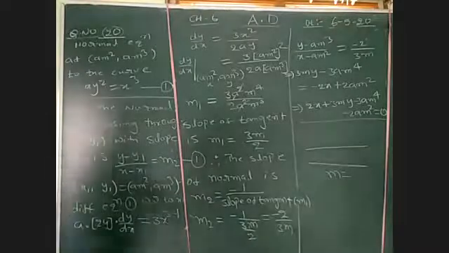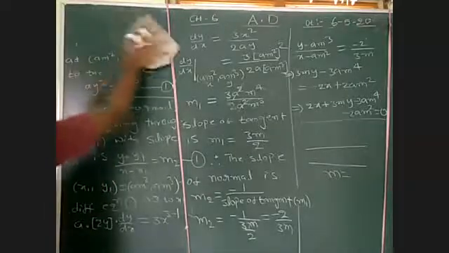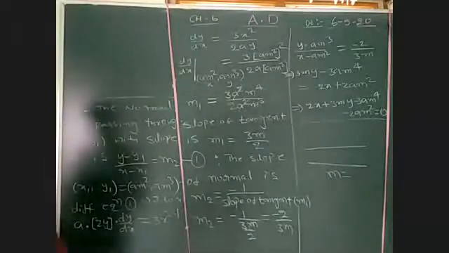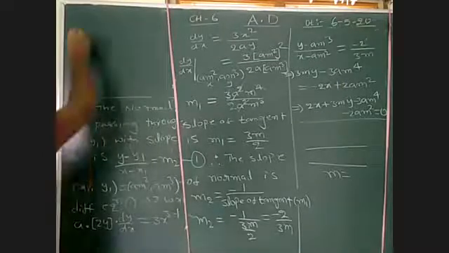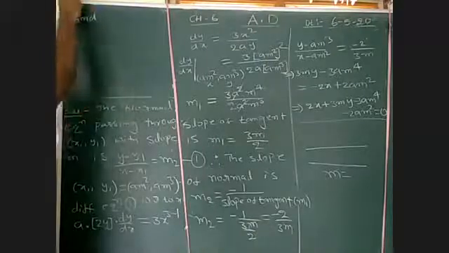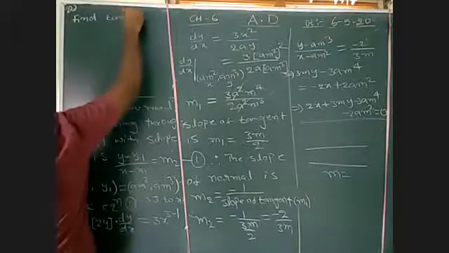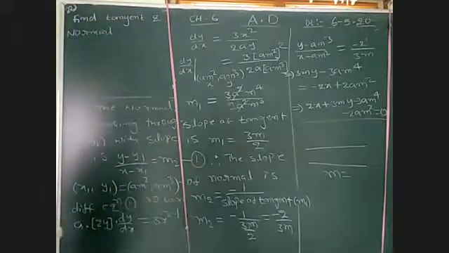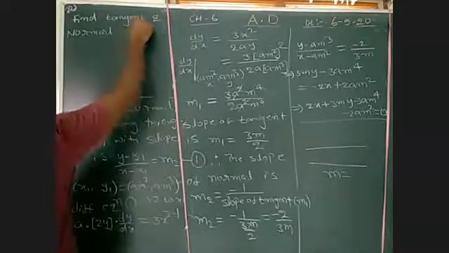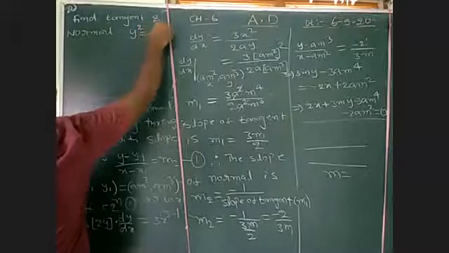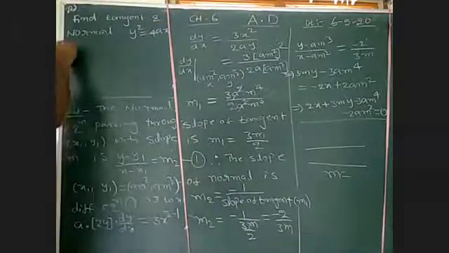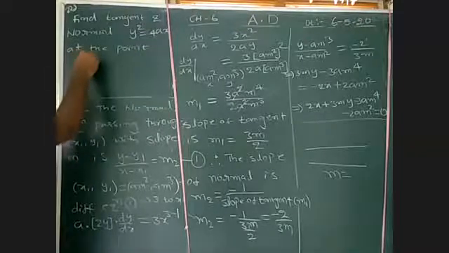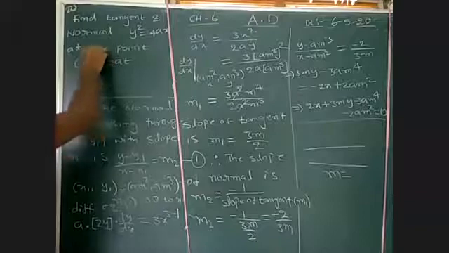Let's go for question number 22. Question number 22 is: find the equation of tangent and normal, tangent equation, normal equation to the parabola y square is equal to 4ax at the point at square comma 2at.